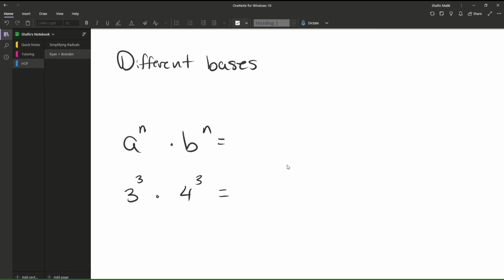In order to simplify these expressions, we will simply combine and factor the bases into a times b with the exponent on the outside. The same is true for the second one. The second problem can then be simplified to 12 to the 3rd power.